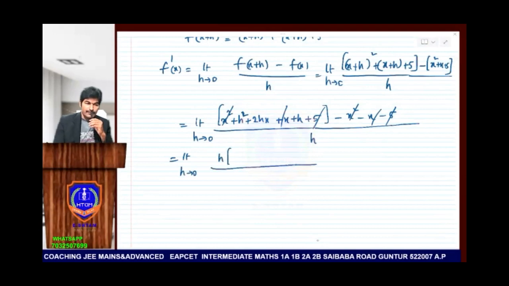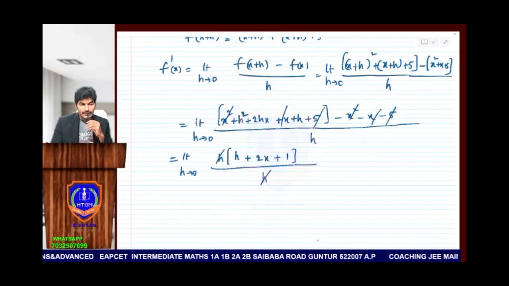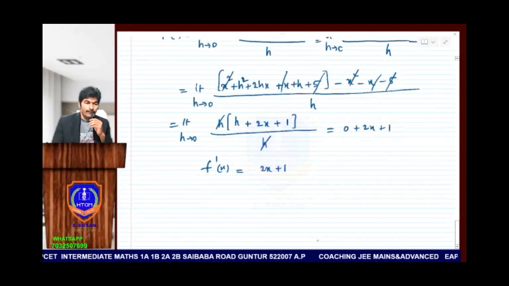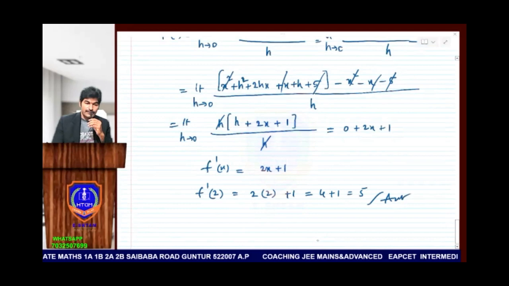So take h common. From the first term, there will be h. From the second term, there will be 2x. And from the third term, what is left after cancellation? That is h only, so it will be 1. h got cancelled. Now what is left, that h value will be 0. So 0 plus 2x plus 1. Now f dash x equal to 2x plus 1. But we need f dash 2. That means all you need to do is replace x with 2 here. 2 twos are 4 plus 1, which is 5. So this is the answer.